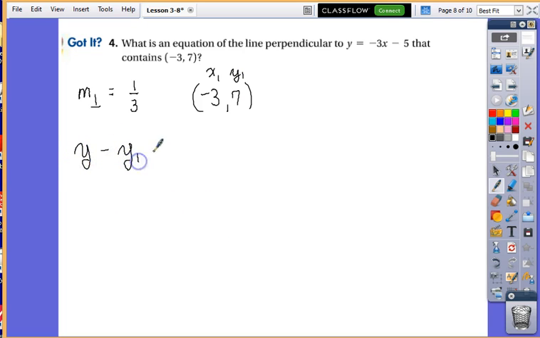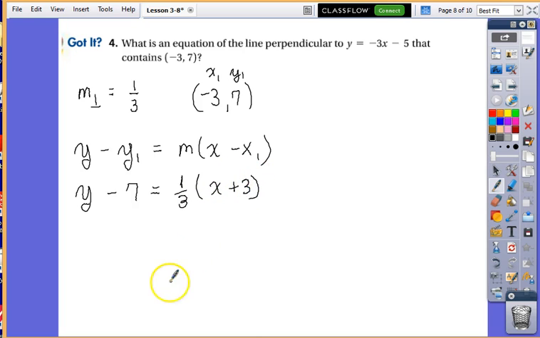Y minus y1 is equal to m times x minus x1. Hopefully you've been writing this and seeing this enough now that you might even already have it memorized and you won't need it on a formula sheet. When I plug stuff in, I get y minus 7 is equal to the slope, which is 1/3, times x minus a negative 3, which would be x plus 3.